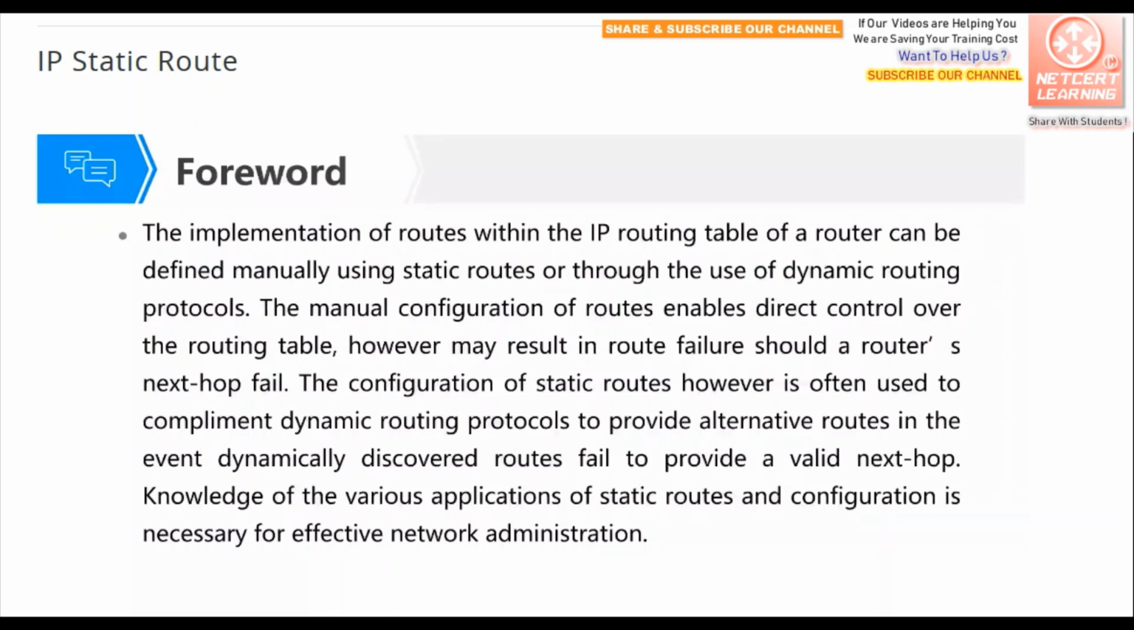And the second method is the IP static route that we will discuss in this chapter. The IP static route is manually configured by the network administrator. You can configure it on the router, and then the router knows where to forward the packet destined for a certain network, to the next hop. And then the third method is the dynamic routing protocols. The dynamic routing protocol we will discuss later in the next chapter.